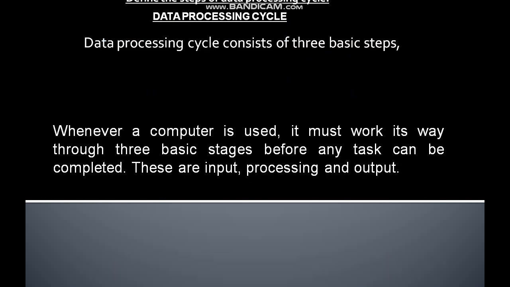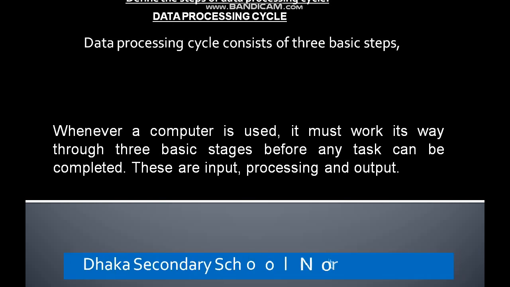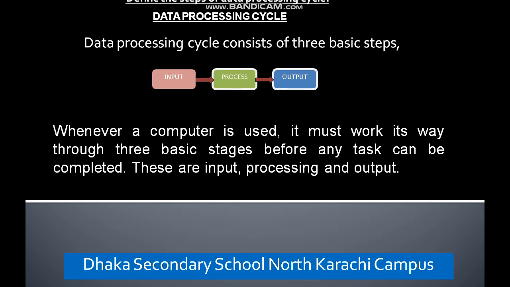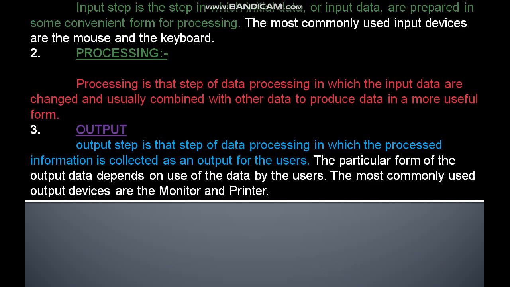Data processing cycle. The data processing cycle has three basic steps: input, process, output. Whenever a computer is used, it must work its way through these basic stages. Before any task can be completed, there are input, process and output.